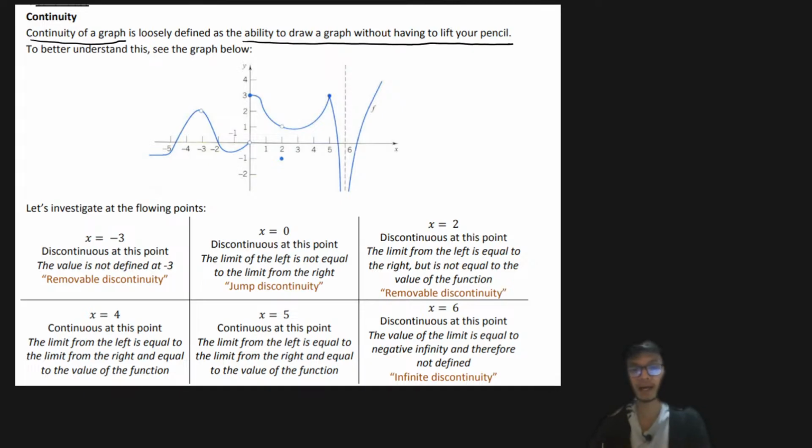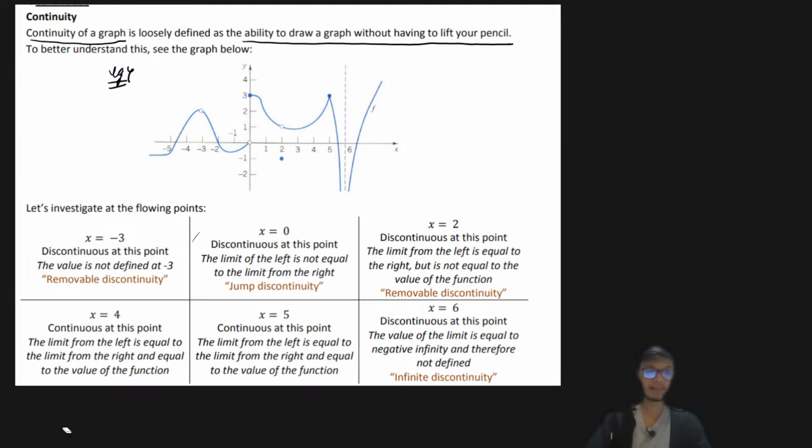To understand it better, I have taken a simple example. As you can see, the example shows multiple data points on the x-axis and the equation of the curve over here. Let us investigate each of the following points that I have taken up: x equals -3, x equals 0, x equals +2, x equals 4, x equals 5, and x equals 6. We are going to investigate the function at these particular data points. So let us analyze these parts.